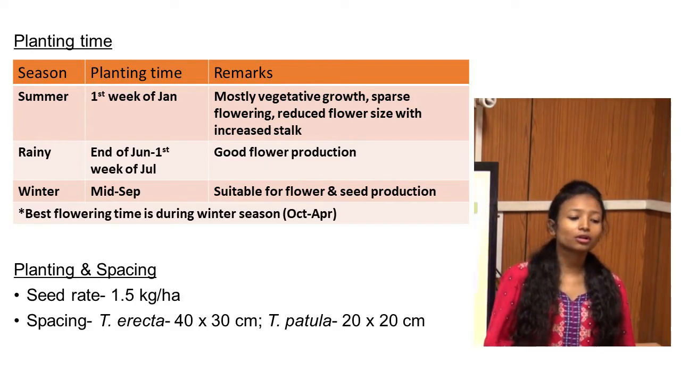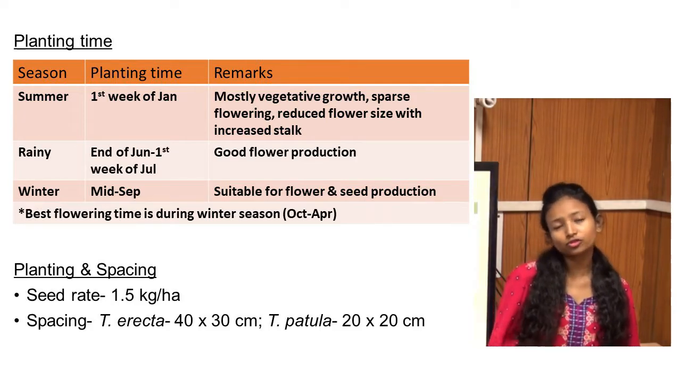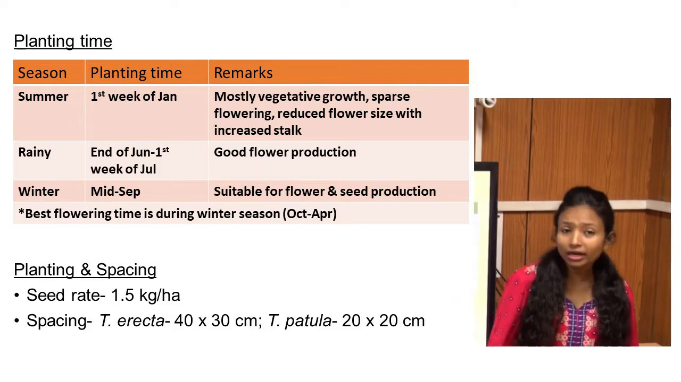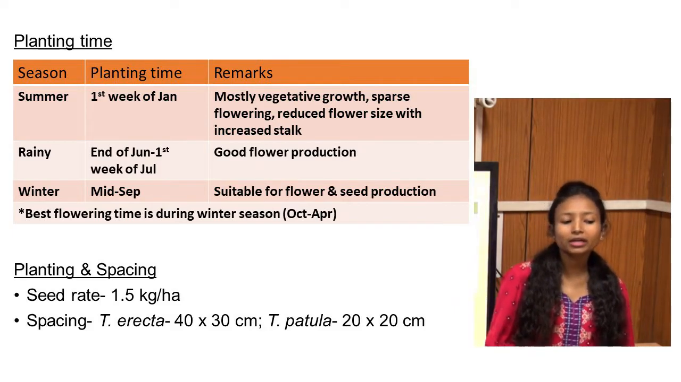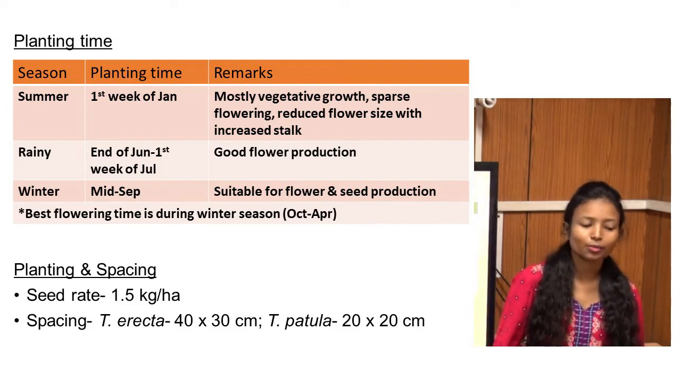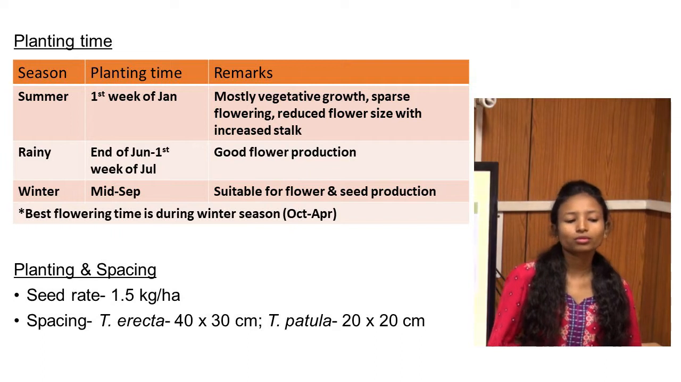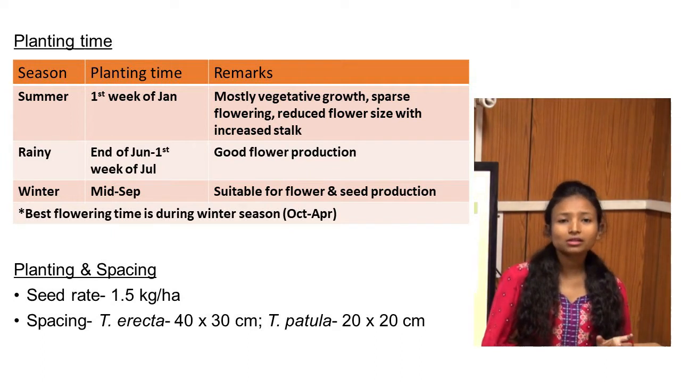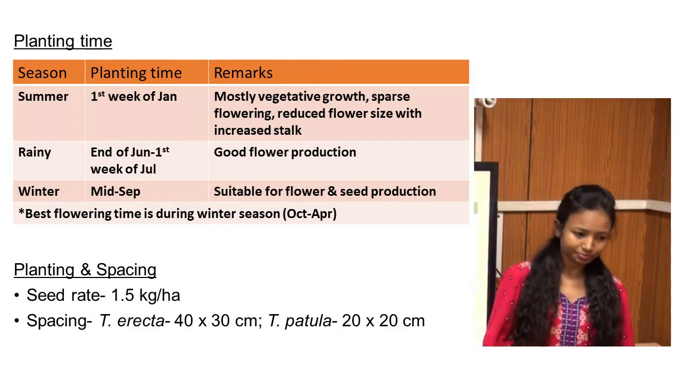And for rainy season crop, the planting time is end of June, or it can also be planted in the beginning of July. The flower production is comparatively better as compared to the summer grown crops. And in winter season grown crops, the planting time is mid-September. This winter season crop is most suitable for flower production as well as for seed production.